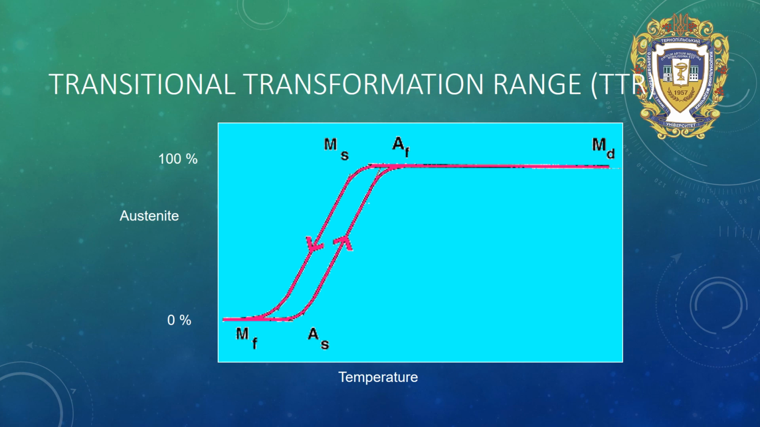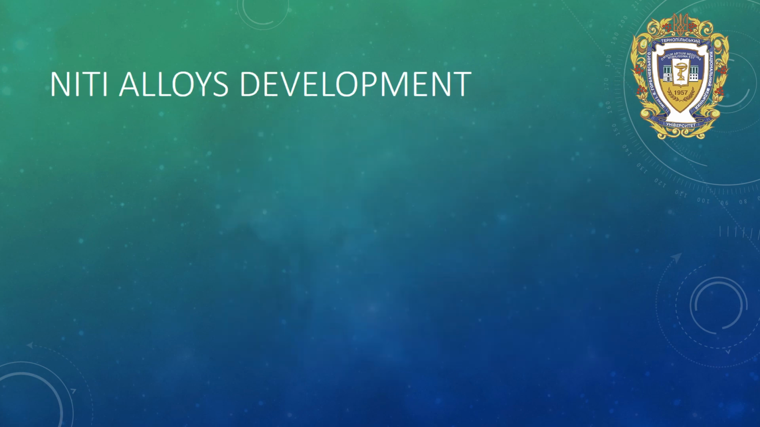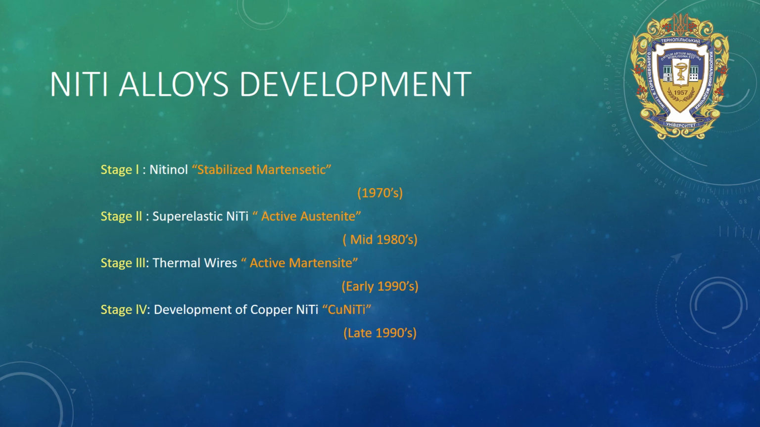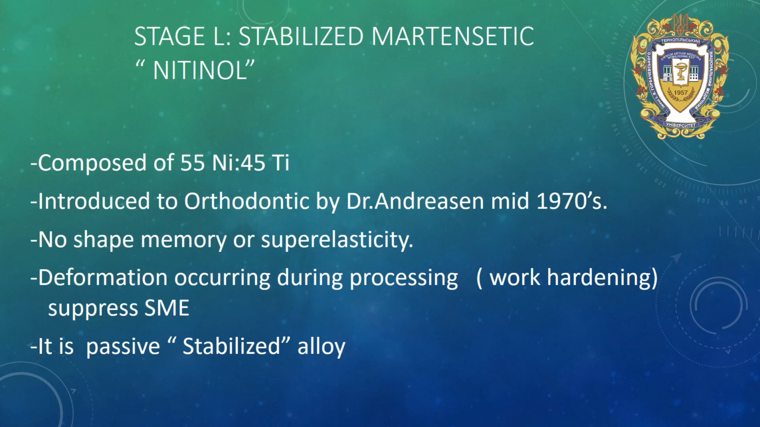Similar diagram. And development of NiTi alloys. At first, stabilized martensitic nitinol, then active austenite superelastic NiTi, then active martensite thermal wires, then copper NiTi, the development of copper NiTi.